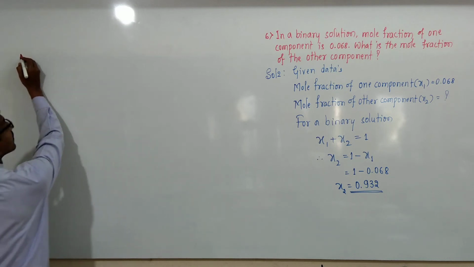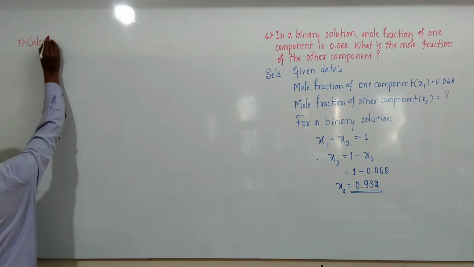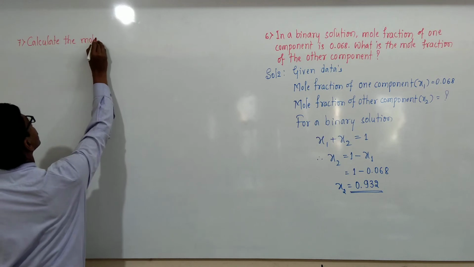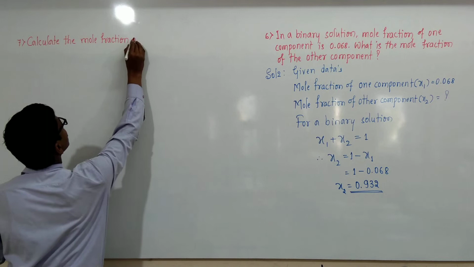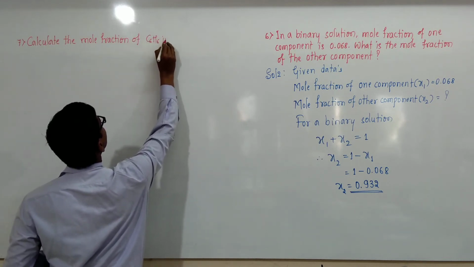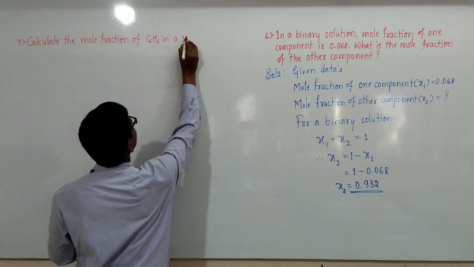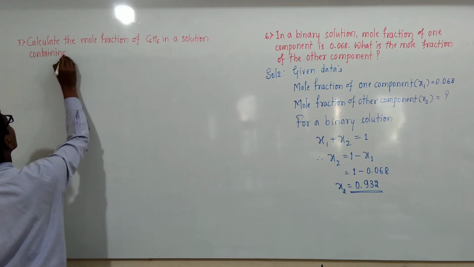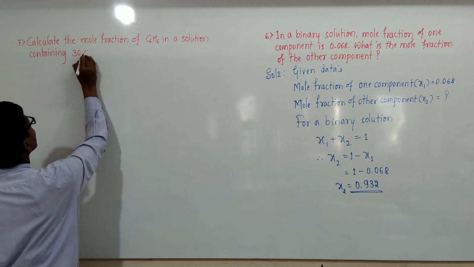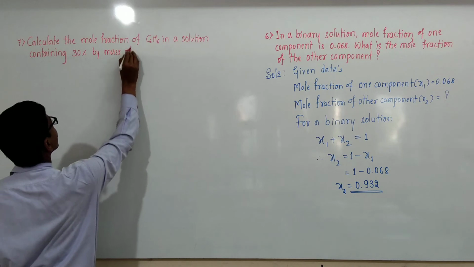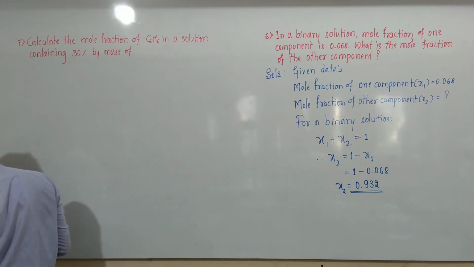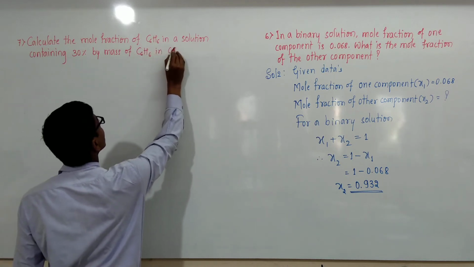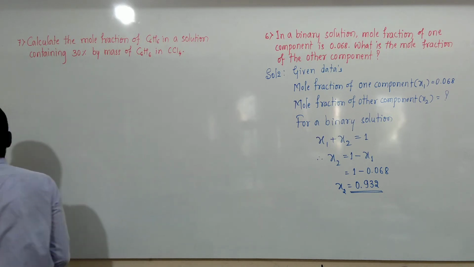Next problem is the 7th one. Calculate the mole fraction of benzene in a solution containing 30% by mass of benzene in CCl4, carbon tetrachloride.